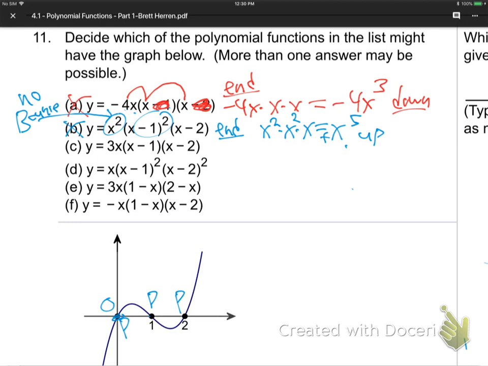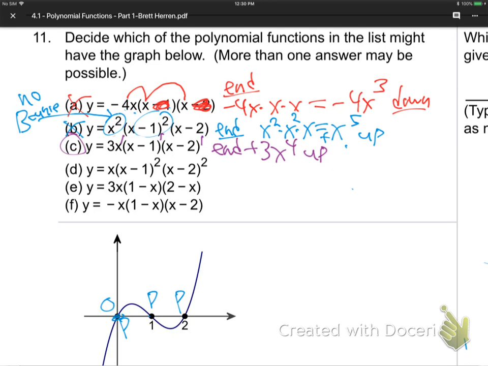C looks good, huh? Everything's A-okay. If you did the end behavior there, multiply this times this times this, you'd get 3x to the 4th, positive. That's up, that's right. There's invisible 1 powers on all these guys, so they're passers through. So C's okay. We got one candidate. Why is D out?